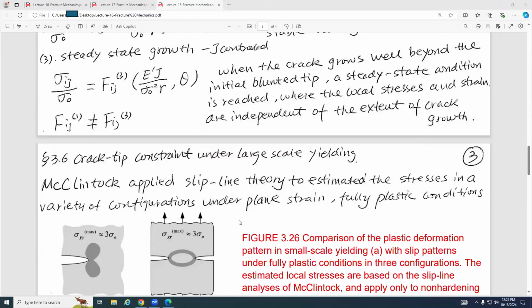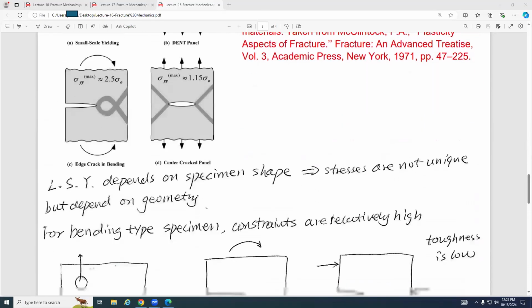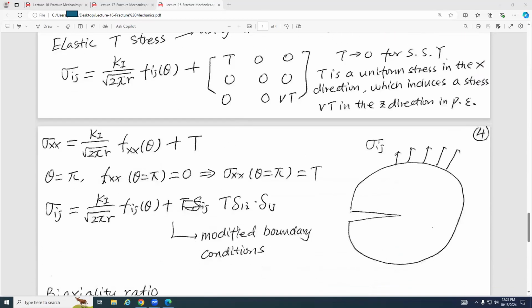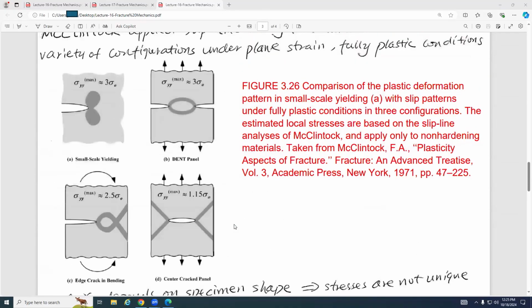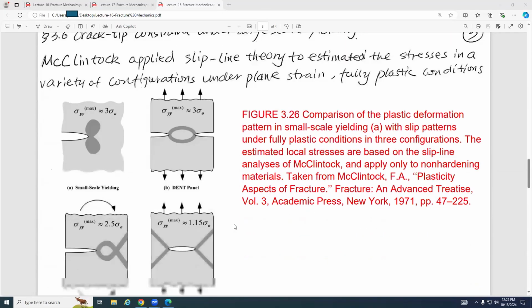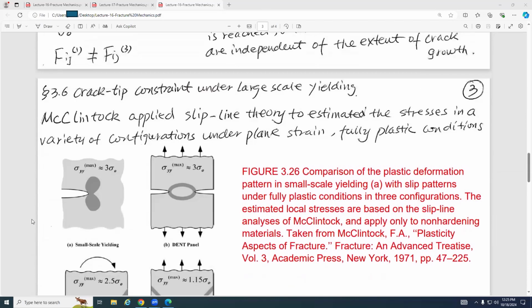We have talked about this one, and for large scale yielding, for large strain, we know that HRR fails, LEFM fails. But here, what should we do? So we will introduce another one. I just want you to know this, so don't worry, guys. Crack tip constraint under large scale yielding.